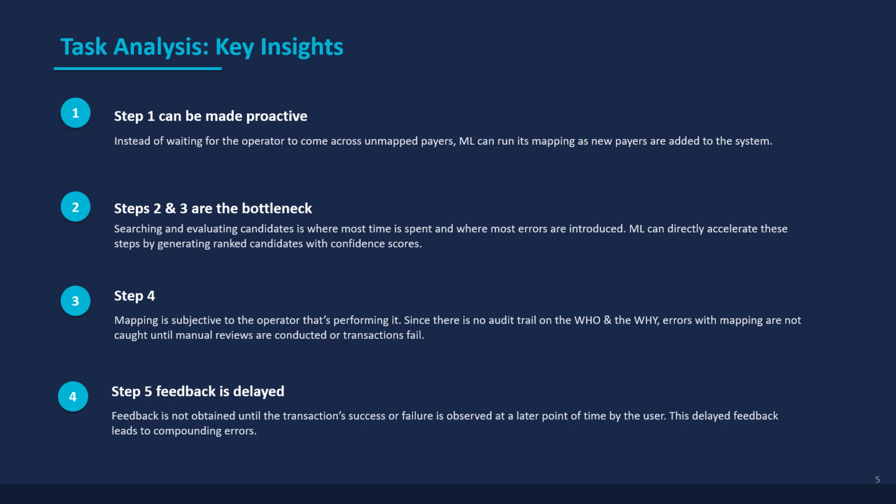Step 4. Mapping is subjective to the operator that's performing it. Since there is no audit trail on the who and the why, errors with mapping are not caught until manual reviews are conducted or transactions fail. Step 5. Feedback is delayed. Feedback is not obtained until the transaction success or failure is observed at a later point by the user. This delayed feedback leads to compounding errors.